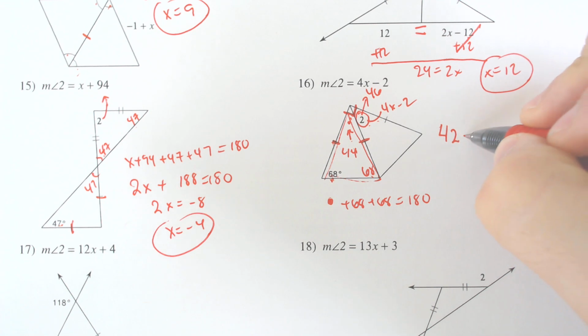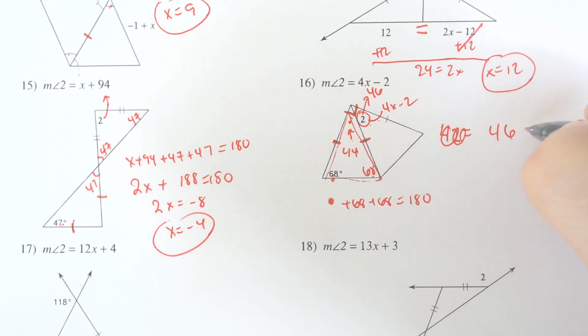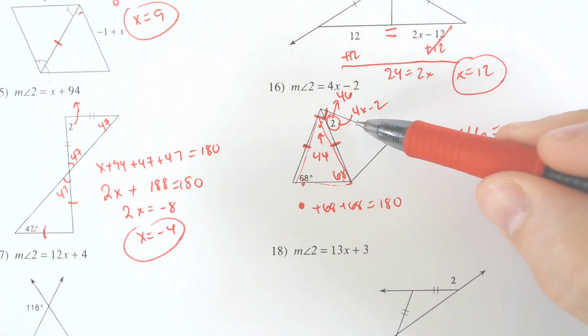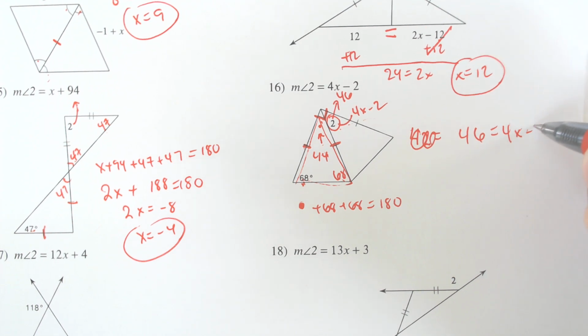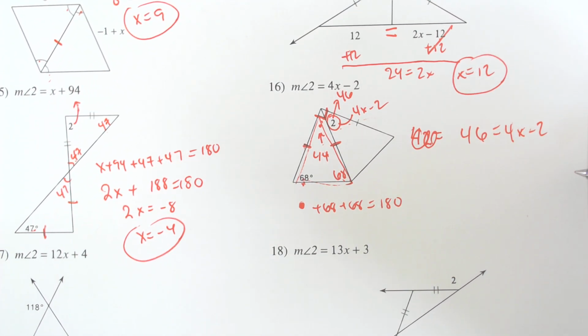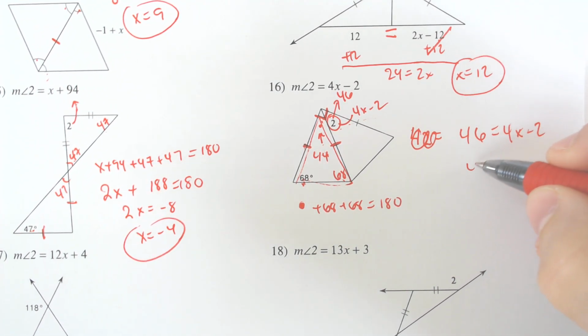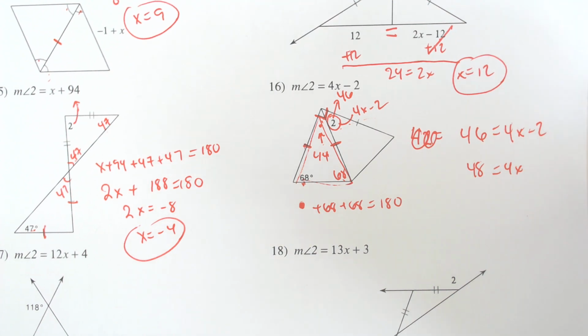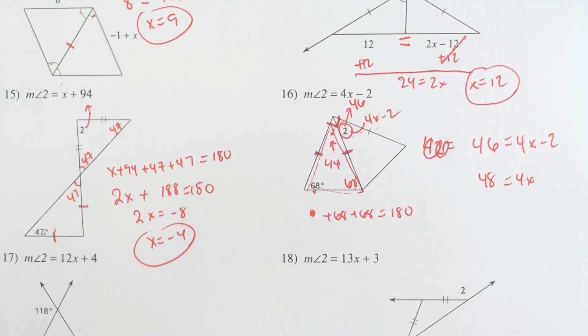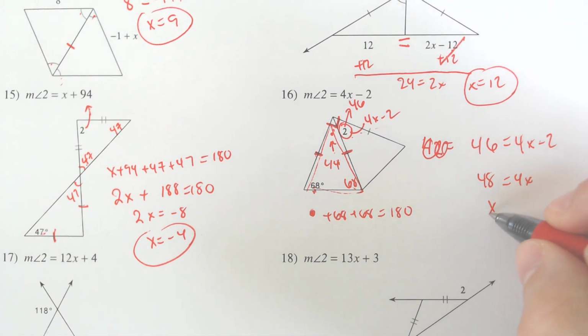So if angle 2 equals 46, and angle 2 is equal to 4x minus 2, you can set 46 equal to 4x minus 2. We're going to add the 2 over. 48 would equal 4x. And divide, and you get x is equal to 12.